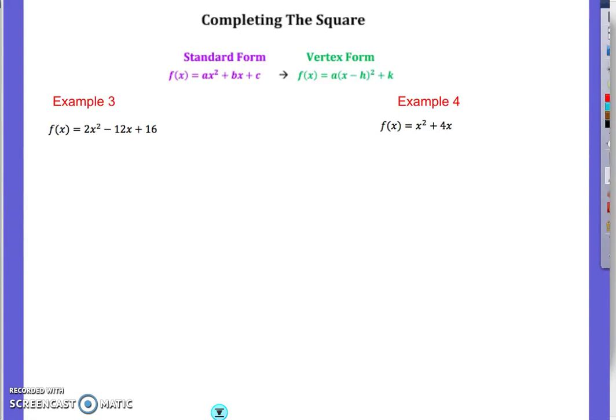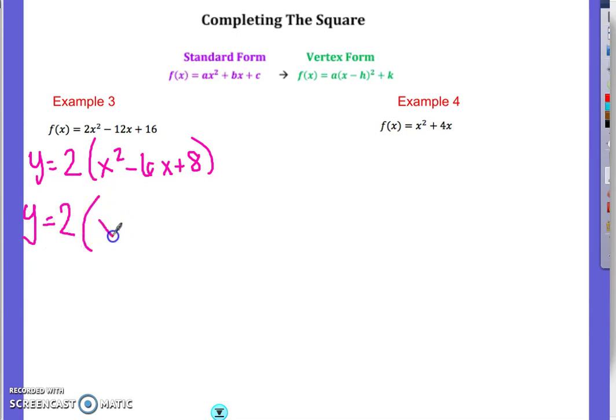In these next two examples, I got a little bit of complication. Example 3 is because there's a GCF. In example 4, there's no C value. So example 4 is kind of weird also. Example 3, there's a GCF. So the first thing I want to do is factor out that GCF. After that, I'm still just doing the same thing I did on the last slide and converting it to vertex form. I just got a weird 2 on the outside of my parentheses.